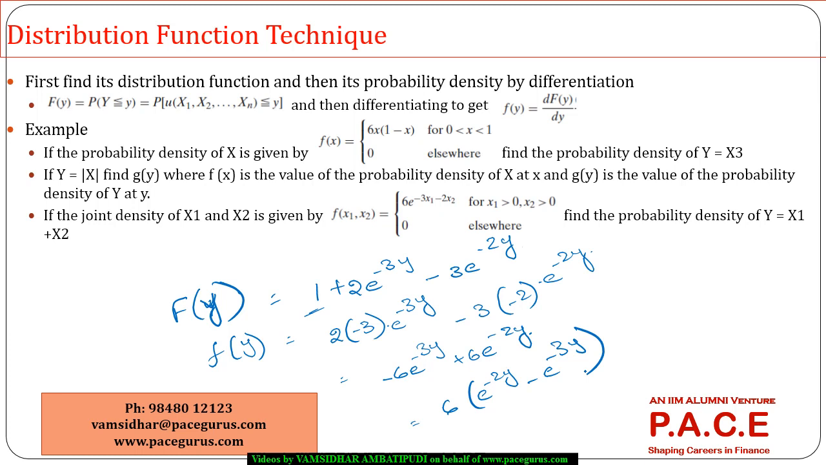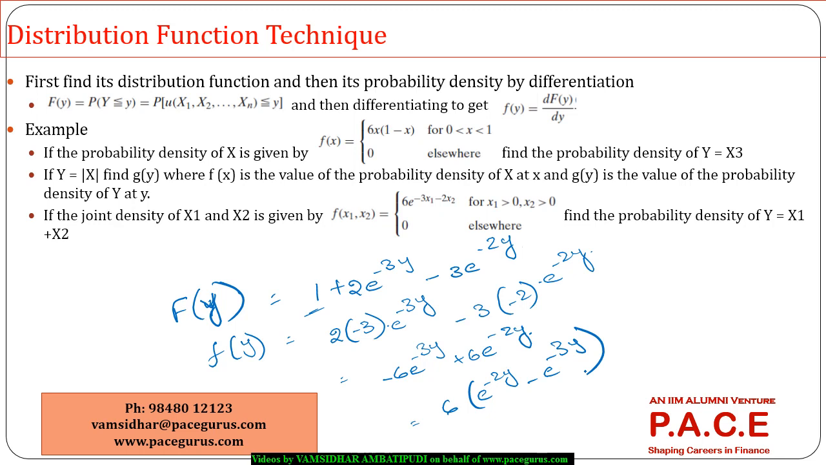I have transformed it to find the density function associated with x1 plus x2. So especially if we want to find the function of another variable based on the existing random variables, we can use the distribution function technique, where we are first finding out the probability of capital F of y, which is probability of Y less than or equal to y, and then we are going ahead in terms of differentiating it to get the density function.